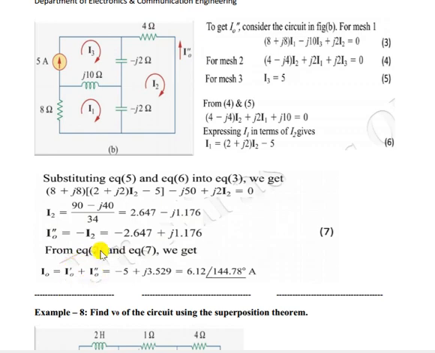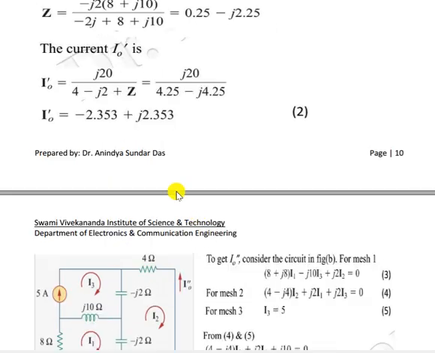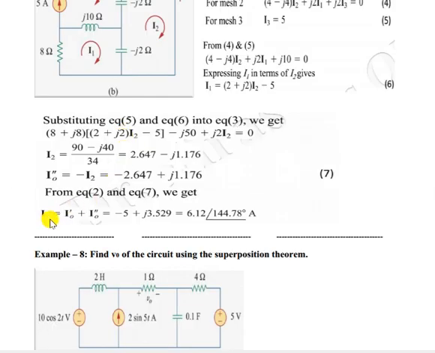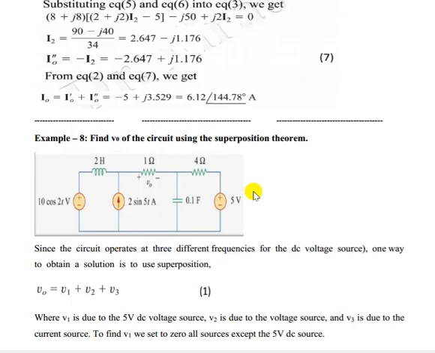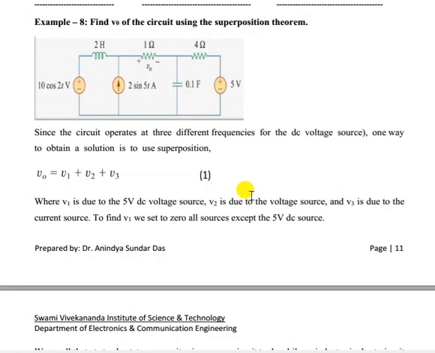Now we know the value of I0 double prime and I0 prime. So I0 will be the addition of those two values, and we will get the result. Now this is in Cartesian form, you can convert it into polar form also, and don't forget to write the unit of the current. Now let us solve one another problem using the superposition theorem.